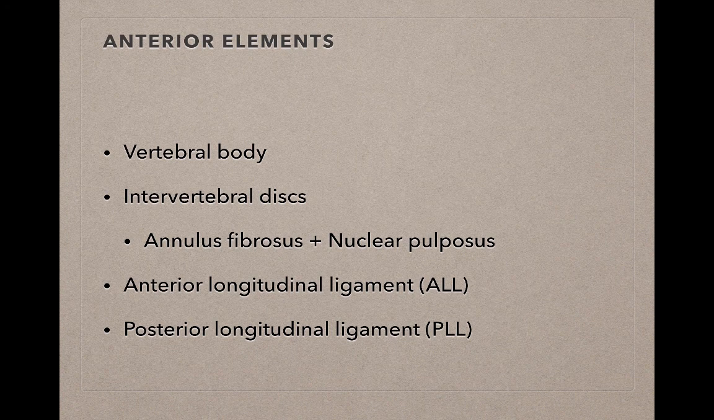The PLL covers the posterior aspect of the vertebral bodies. This is a much narrower ligament compared to the ALL. It does limit flexion somewhat, but the tensile strength is not nearly as high as with the ALL, so it's not going to be such a big contributor to limiting flexion.